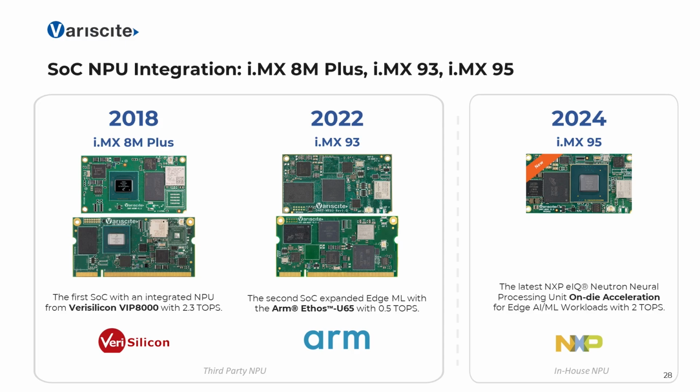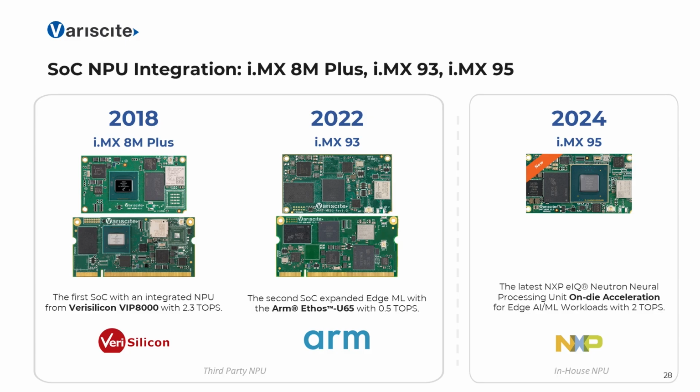As a reminder, Variscite has system on modules for all three NXP SoCs with integrated NPUs. The VAR-SOM-MX8M-PLUS and DART-MX8M-PLUS with the 8M-PLUS processor use a third-party NPU with 2.3 TOPS from VeriSilicon. The VAR-SOM-MX93 and DART-MX93, again, use a third-party NPU with 0.5 TOPS from ARM. And the newest DART-MX95 with the i.MX95 processor uses an in-house Neutron NPU from NXP with 2 TOPS.